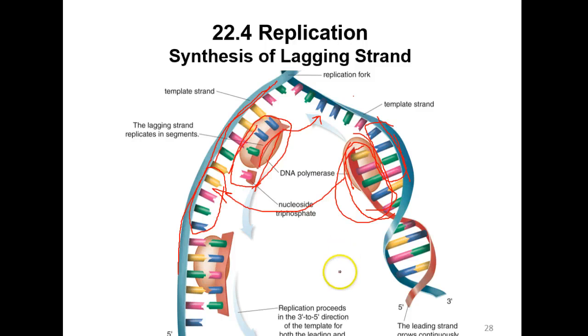It goes from the 3 to 5 direction. You have these terms, a lagging segment versus a leading segment. A leading segment is that huge strand that's constantly being made. A lagging segment is just a small little portion. Eventually, this small portion will hook up onto this portion, and you'll just have one long leading strand.